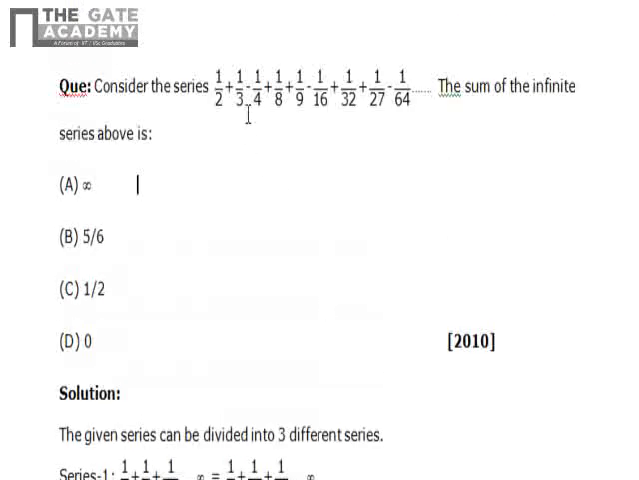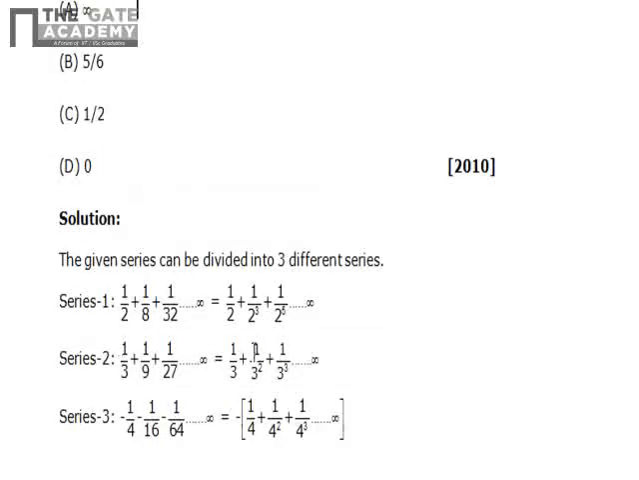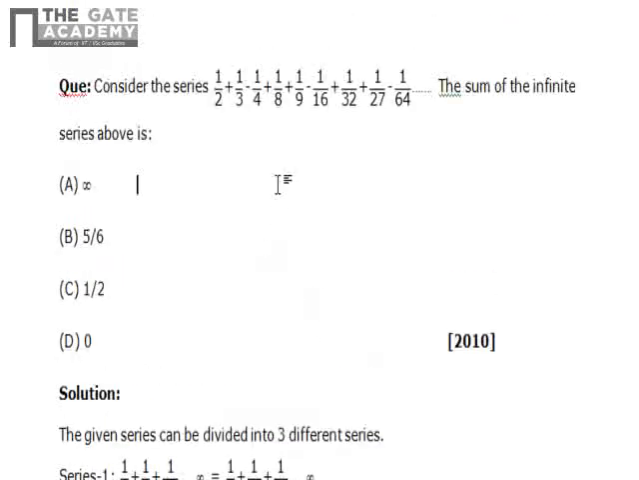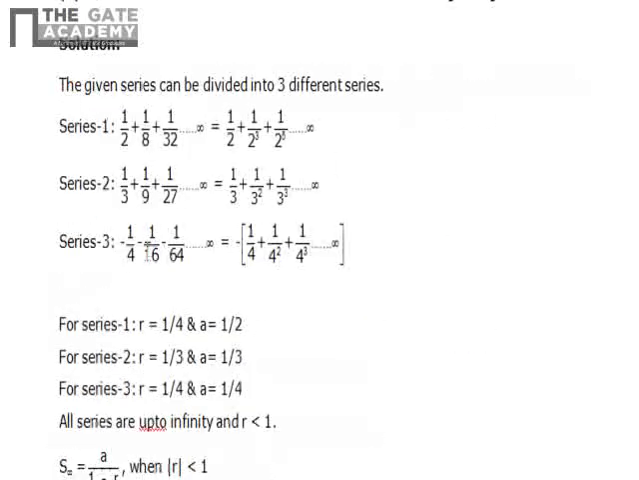The next will be 1 by 3, 1 by 9, 1 by 27, that is 1 upon 3 plus 1 by 3 square, 1 by 3 cube and so on. And the third series is minus 1 by 4, minus 1 by 16, minus 1 by 64. Now for every series we'll have to find the value of r and the value of a. For the first series, the value of r will be equal to 1 by 4 and the value of a is 1 by 2.